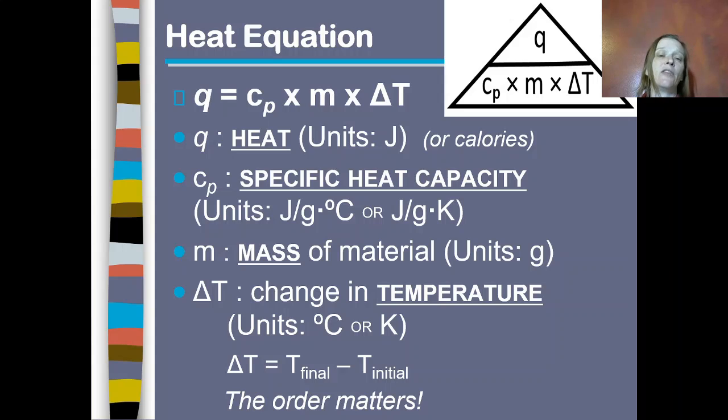And delta T. That delta symbol, that triangle, it's a Greek letter delta, and it means change. So delta T means change in temperature. The units can be degrees Celsius or Kelvin. Delta T is always going to be the final temperature minus the initial temperature, final minus initial. The order does matter because the order is going to give you the correct sign for your final Q value. Remember, we want a negative Q value if it's exothermic and a positive Q value if it's endothermic.